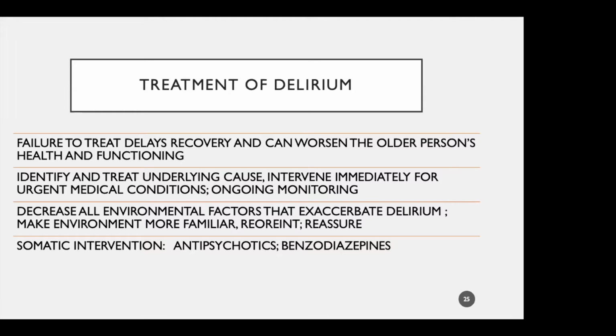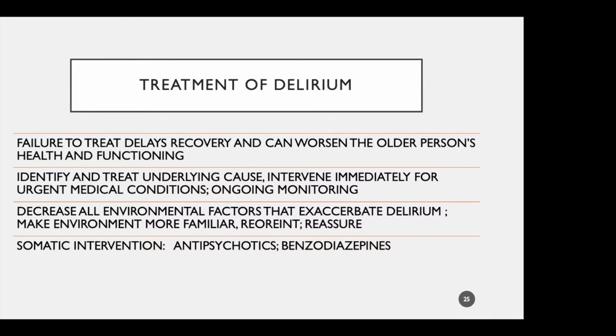Then decrease all environmental factors that are exacerbating the delirium. For example, making the environment familiar, reorienting and reassuring the person who's confused. Hey, you are at Fairview Nursing Home. You live here. This is Bend. So reorient and reassure. That would be decreasing environmental factors. And then putting in somatic interventions and looking at these medications, which we'll be talking about very shortly.